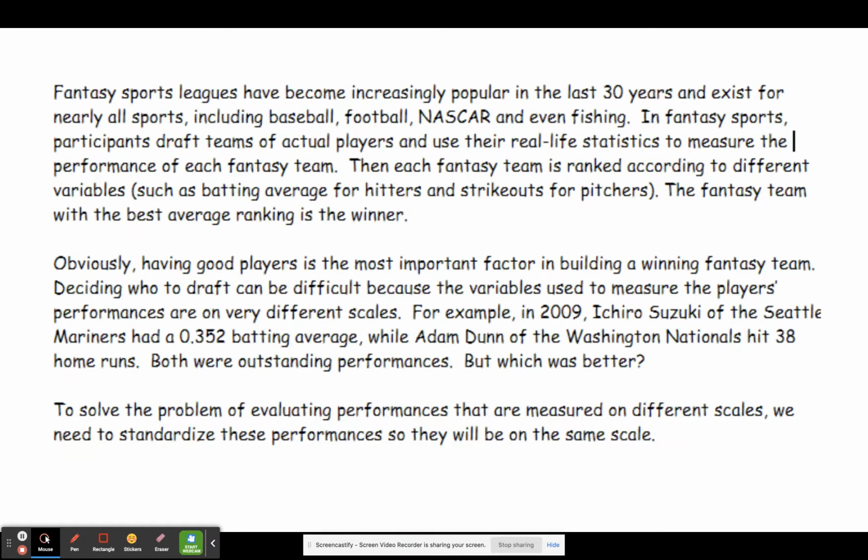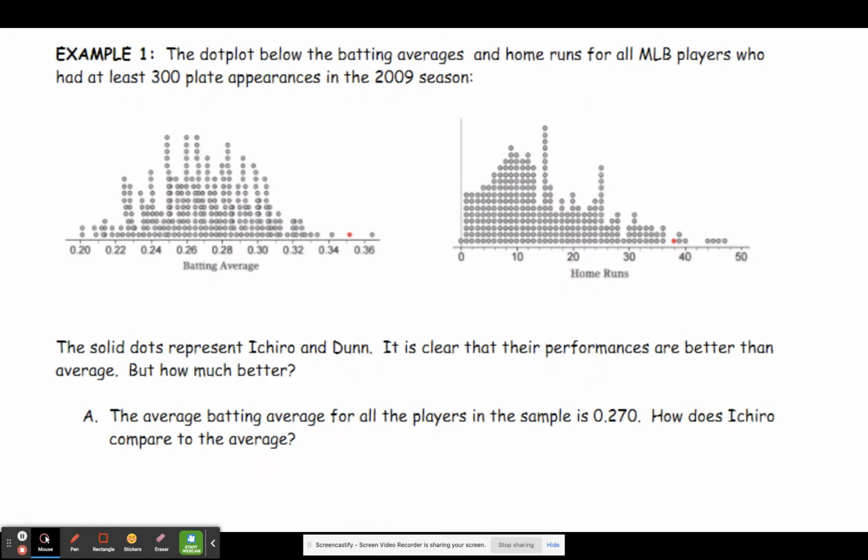Now, both of these are really good performances, but we want to know which one was better compared to other players in that same category. It's difficult to compare a batting average to number of home runs because they're measured on different scales. So we have to come up with a way to compare things that are measured on different scales. To do this, we standardize these performances. First, we're going to look at dot plots showing batting averages for all the players in the MLB for that year and also home runs.